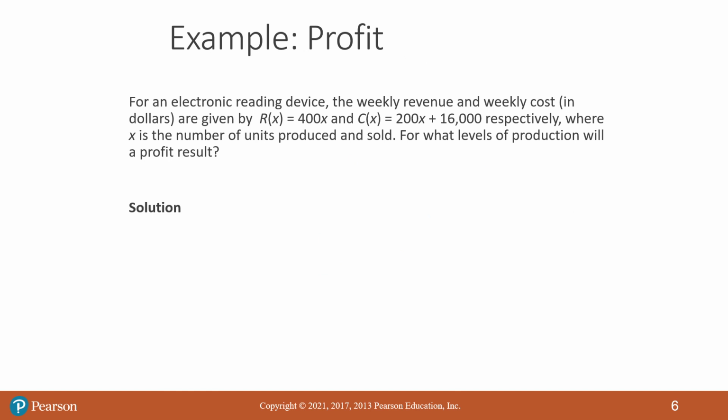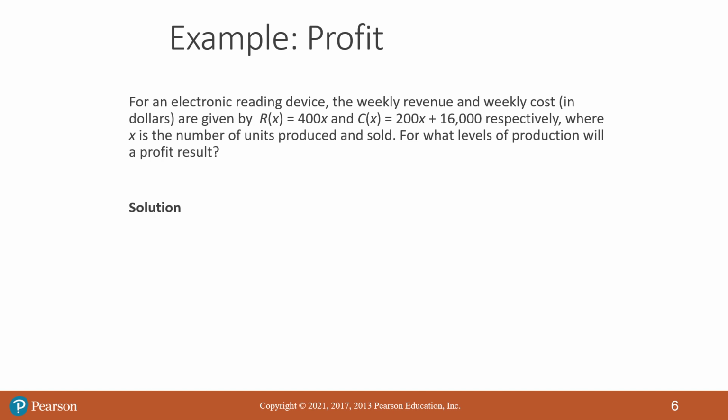Let's take another example. Profit. For an electronic reading device, the weekly revenue and weekly cost in dollars are given by R of x equals 400x and C of x equals 200x plus 16,000, respectively, where x is the number of units produced and sold. For what levels of production will a profit result?